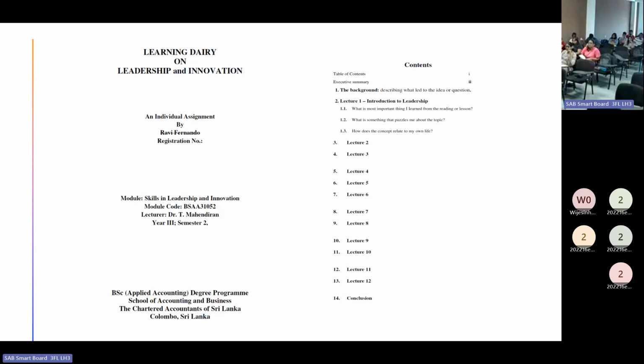So then you put the module and other things. Then the university, school and accounting, Sri Lanka. And this is the content, the second page. Okay. You can write table of contents, executive summary, background, lecture, introduction, and all. You will have 10 lectures maximum, because we'll have 15 lectures, but I had to submit marks by 13 weeks, so you can finish it by 10 and 11 weeks, we had to submit.